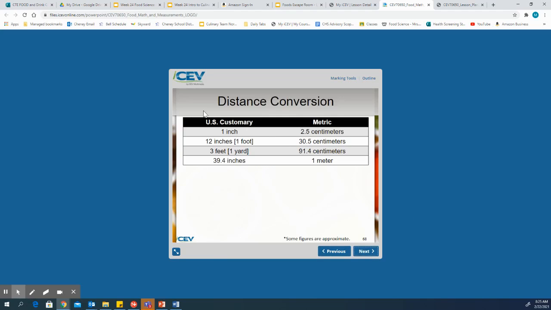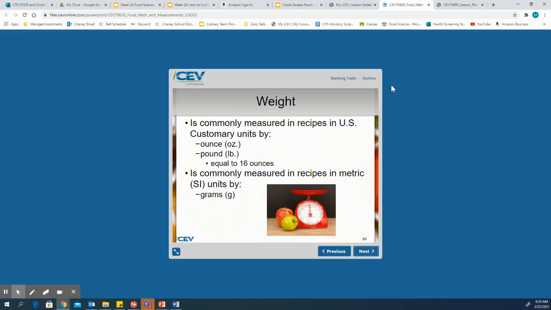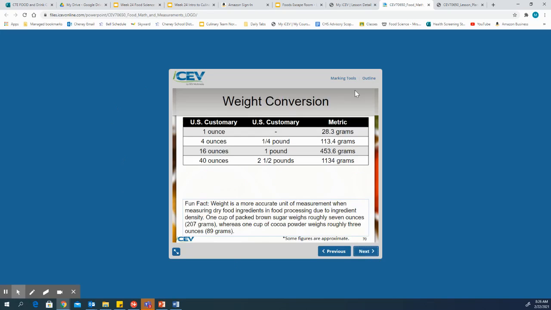So here are the differences between US customary and the metric system. This is the conversion. If you were to convert 1 inch into centimeters, it would be 2.5 centimeters. When we're talking about weight in the US customary, you are going to see ounces and pounds. And in the metric system, you're going to see grams. So here are some weight conversions between the US customary ounces and pounds to grams.